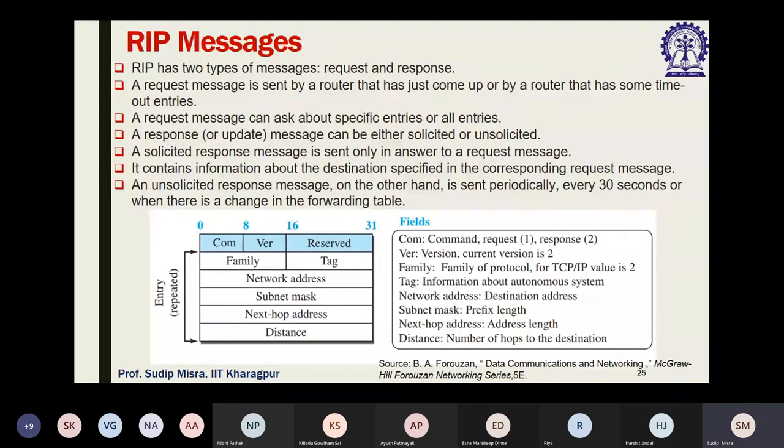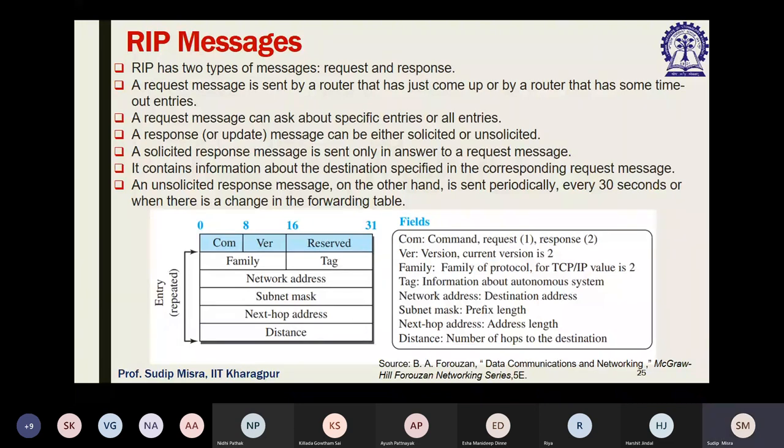Now RIP basically handles two types of messages. One is called the request message, the other is called the response message. What is the request message? It is the request that is sent by a router that has just come up, or by a router that has some timeout entries. Whenever a router gets introduced into the network and starts its operations, the request message is sent by that router. This request message can ask about specific entries or all the entries.